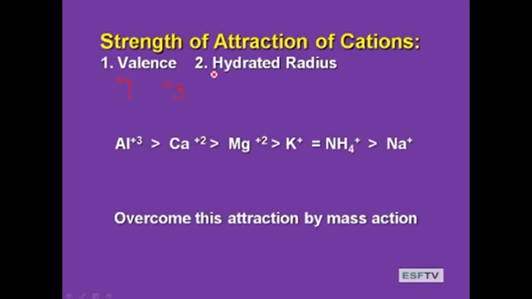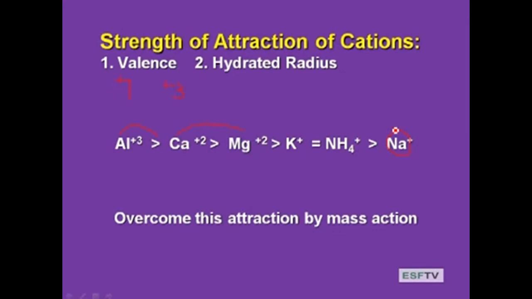And here's the sequence. Aluminum +3 is much more strongly attracted than calcium +2, which is more strongly attracted than magnesium +2, which is more strongly attracted than K+, which is about equal to ammonium, NH4+, which is more than sodium. So sodium is the least attracted, aluminum is the most, and it stair steps down in this sequence. We go from a very tight, high valence to a lower valence, to a lower valence, and finally to a very large hydrated radius.